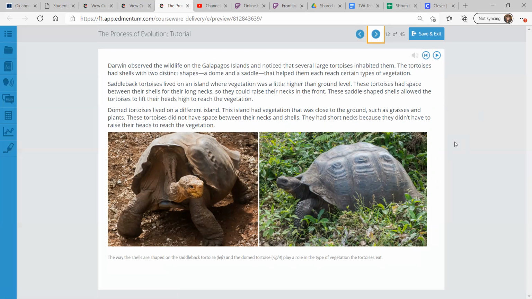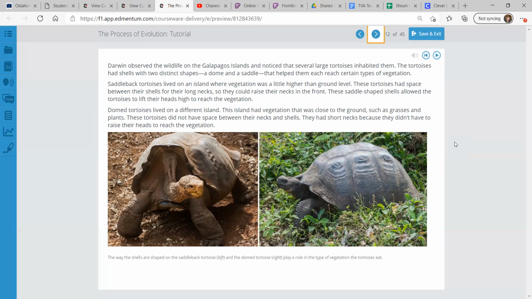Darwin observed the wildlife of the Galapagos Islands and noticed that several large tortoises inhabited them. The tortoises had shells with two distinct shapes, a dome and a saddle, that helped them each reach certain types of vegetation. Saddleback tortoises lived on an island where vegetation was a little higher than ground level. These tortoises had space between their shell for their long necks, so they could reach their necks in the front. These saddle-shaped shells allowed the tortoises to lift their heads high to reach the vegetation.